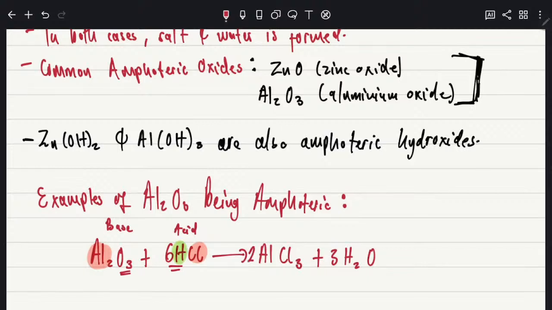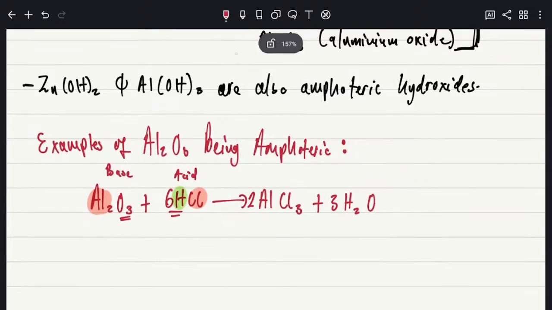Here you should put 2 of them. Questions? So here it is behaving as a base.